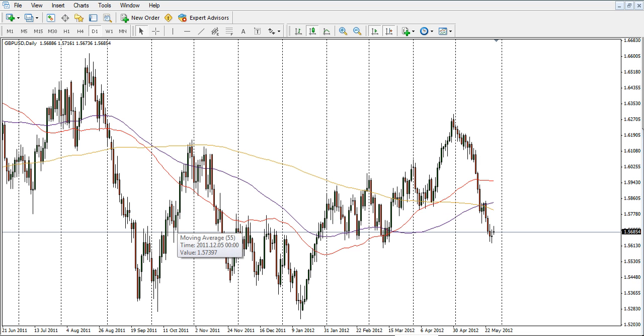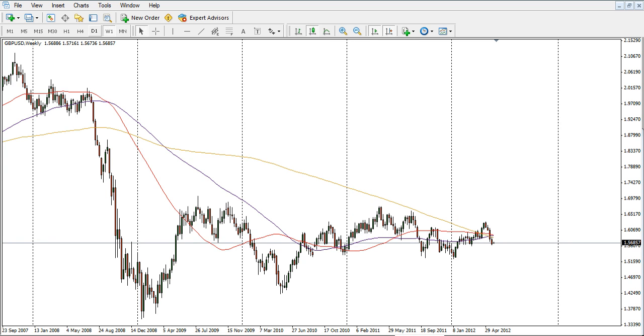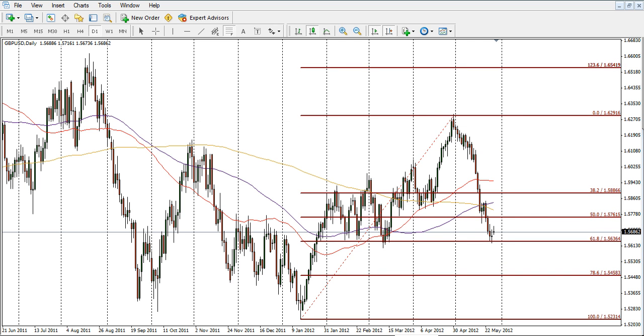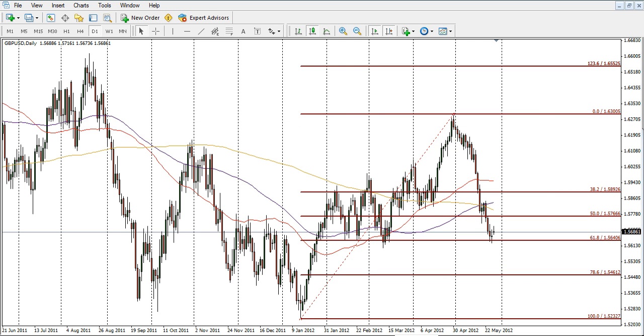Okay, let's have a look at cable. What we've been talking about in cable, everyone knows about the kind of weekly patterns on cable. I won't dwell on them too much. But what we spoke about last week was this fib setup. I'll get rid of 38.2 now.